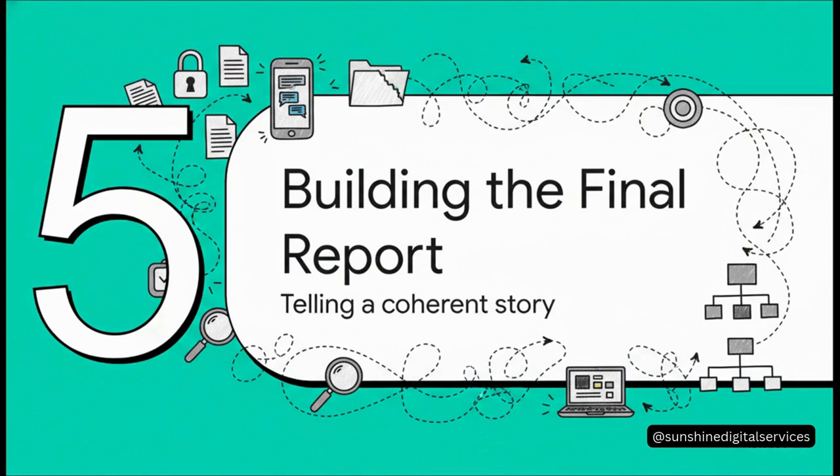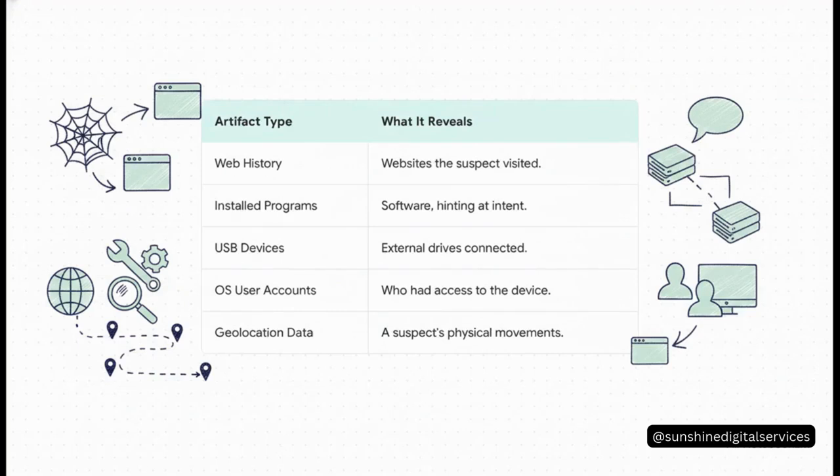digital clues doesn't solve a case. Now comes the final critical step, turning all those digital artifacts into a story that actually makes sense. This is really where Autopsy helps build the narrative. It organizes every single artifact into these neat categories. And suddenly, you can see a suspect's web history, showing they researched how to bypass a security system. You can see the programs they installed, maybe some encryption software, and you can see their geolocation data, placing them right at the scene of the crime.